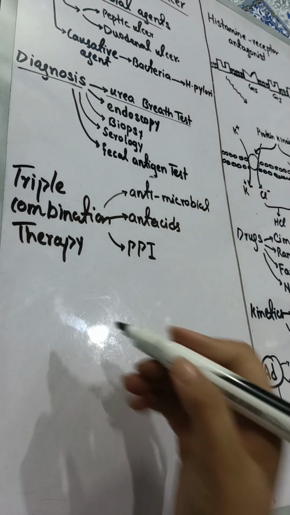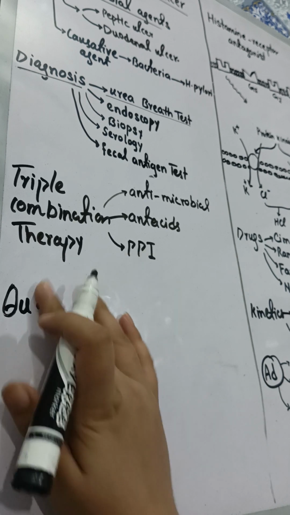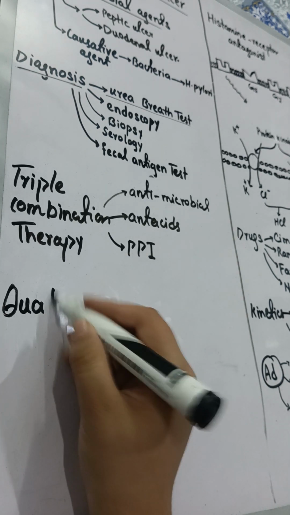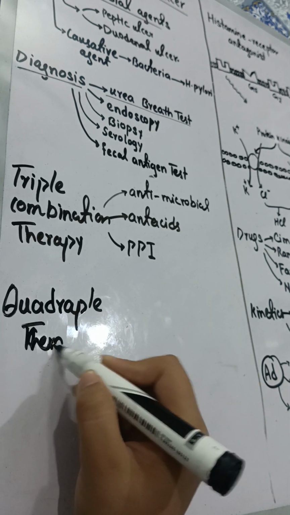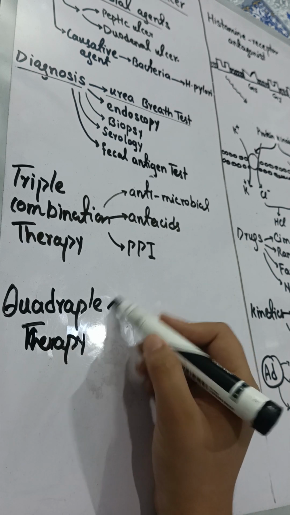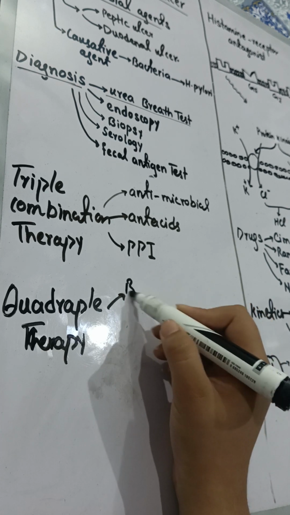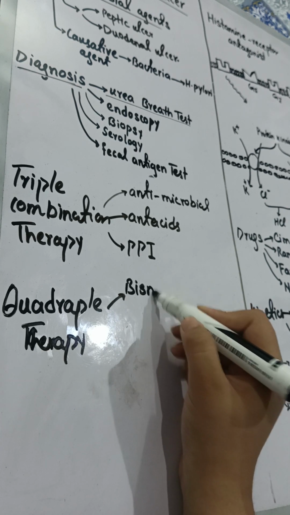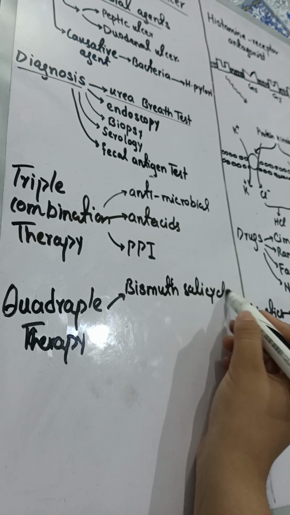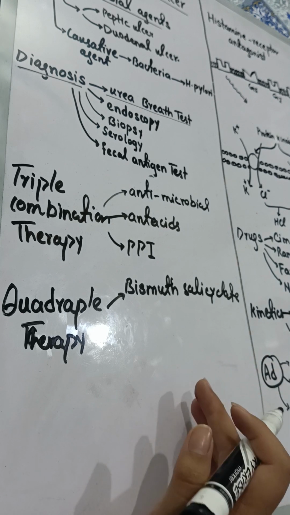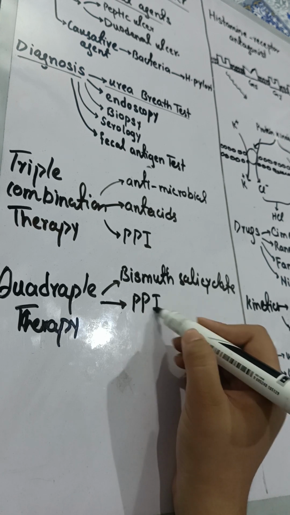Now there is also a quadruple combination therapy. Okay, so it consists of four drugs. First of all, we will give a particular patient bismuth salicylate. Bismuth salicylate is actually producing more and more mucus. So this is the first drug. Secondly, we will give PPI, proton pump inhibitor.